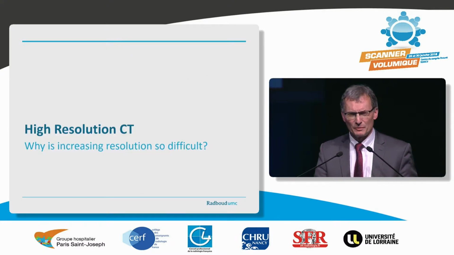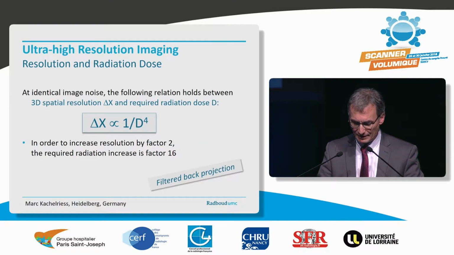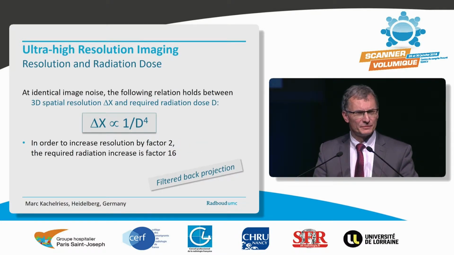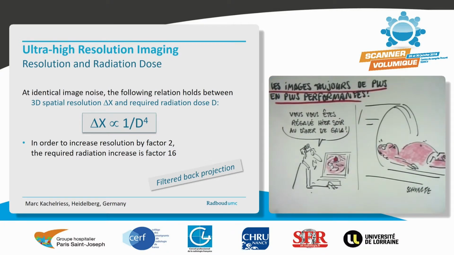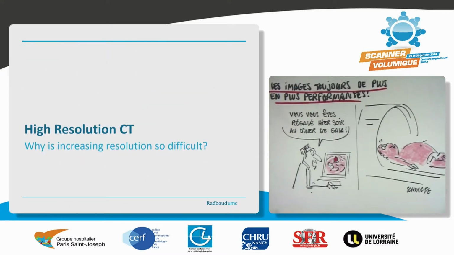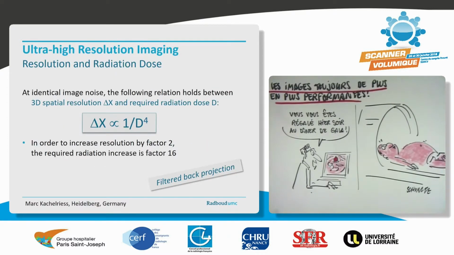Now, one of the problems with resolution is that we have this relationship between the resolution and the dose. The theoretic relationship between those two is 1 over dose to the power of 4, which basically means that in order to decrease the spatial resolution in all 3 dimensions by a factor of 2, we would have to increase the radiation by a factor of 16. And that's massive, which basically means if we use normal filtered back projection, this is definitely not an option.